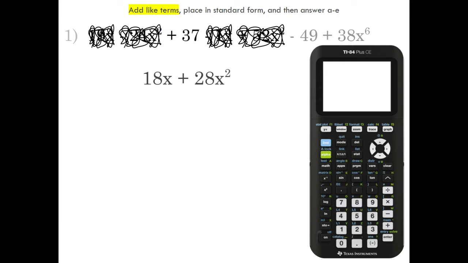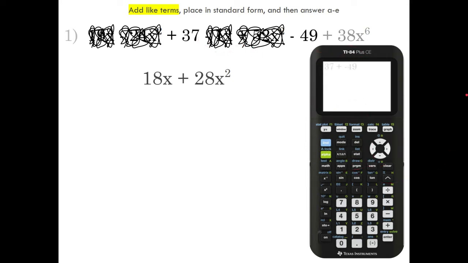And what other term is like a 37? Again, 37 is an integer, a number, so it has to be something that has the same variables with the same exponent, and that is the negative 49. They both have no variables, so therefore they are alike. They're both numbers. You can add numbers.